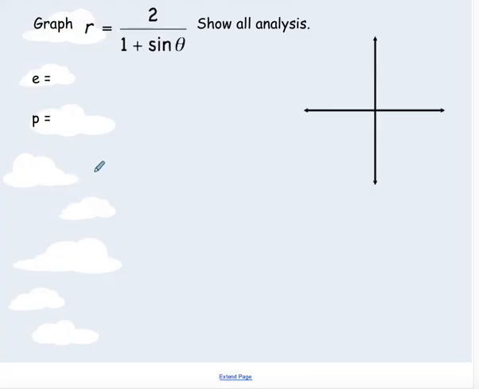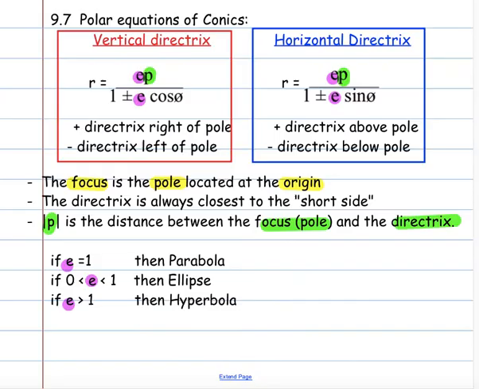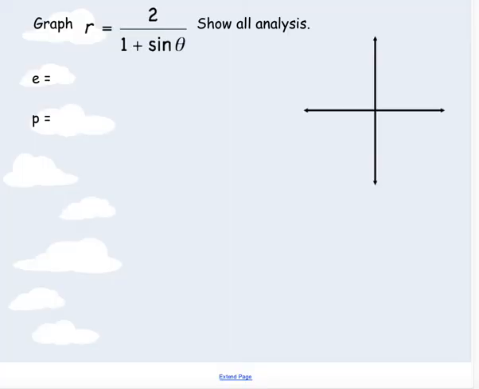Okay, so we're just going to run through a couple examples and hopefully that'll clear up some of your questions. So here is our first graph. Remember, there's only two possible equations. Either we have cosine or we have sine. In this example that we're doing, sine is the one we have. So that means we're going to have a horizontal directrix. See, we have a sine. So that means it's going to be a horizontal directrix.